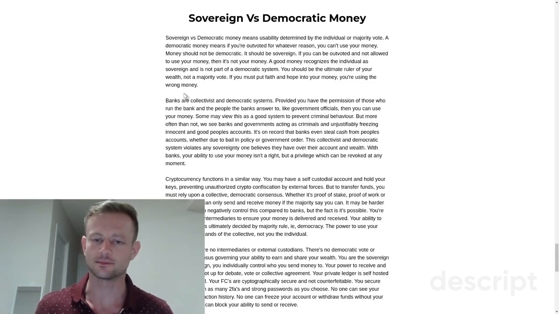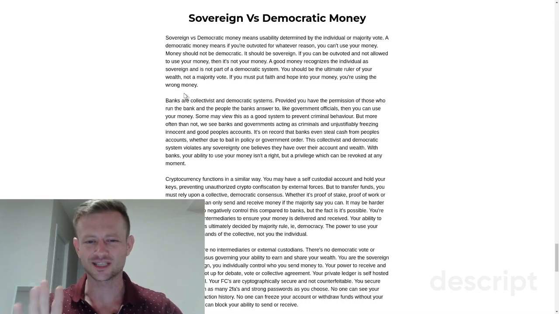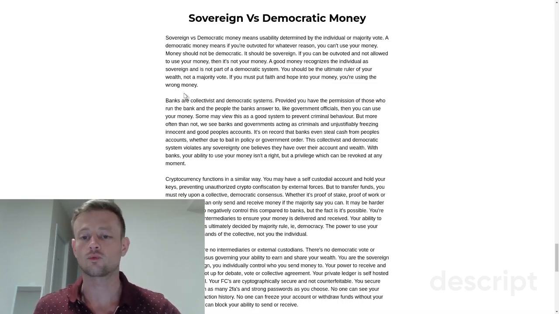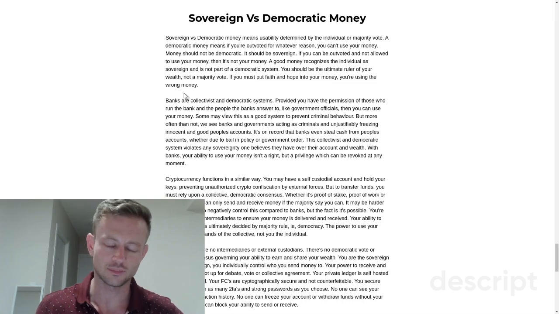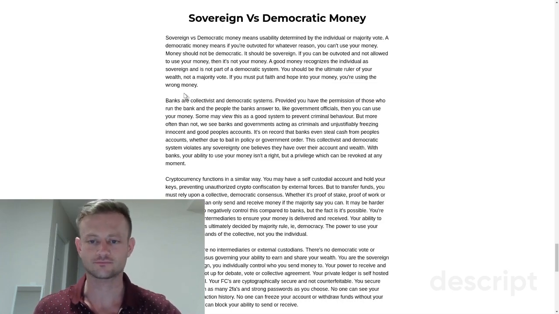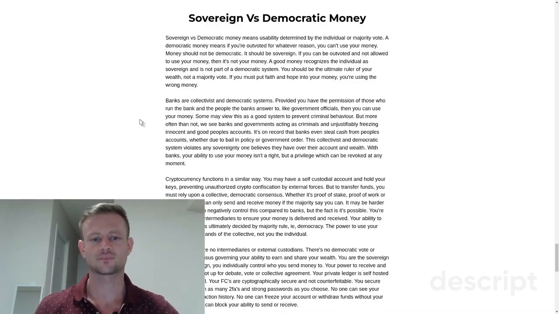So money shouldn't be democratic, it should be sovereign. If you can be outvoted and not allowed to use your money, then it's not your money. A good money recognizes the individual as sovereign and is not part of a democratic system. You should be the ultimate ruler of your wealth, not a majority vote. If you must put your faith and hope into your money, you're using the wrong money.